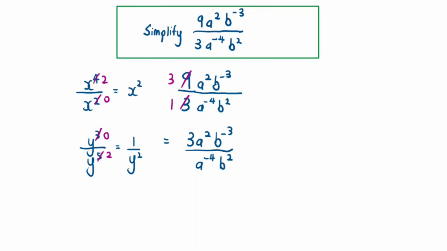What I recommend doing is bringing the terms in the denominator to the numerator first. So let's do that. In the numerator, the terms 3 times a squared times b to the power minus 3 remain unchanged. For a to the power minus 4, if we bring it from the denominator to the numerator, it will become a to the power 4. And for the b squared in the denominator, when we bring it to the numerator, it will become b to the power minus 2.